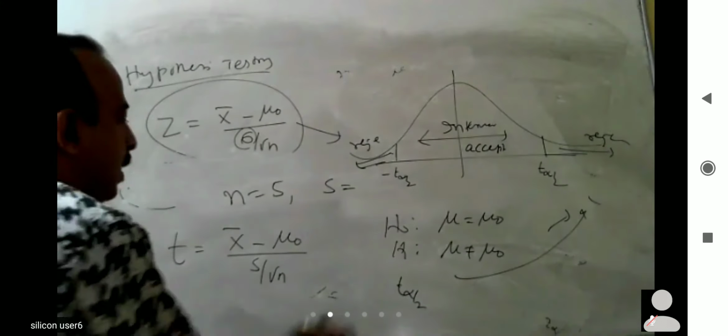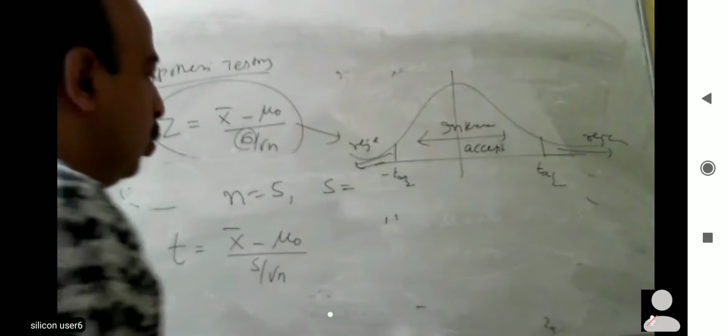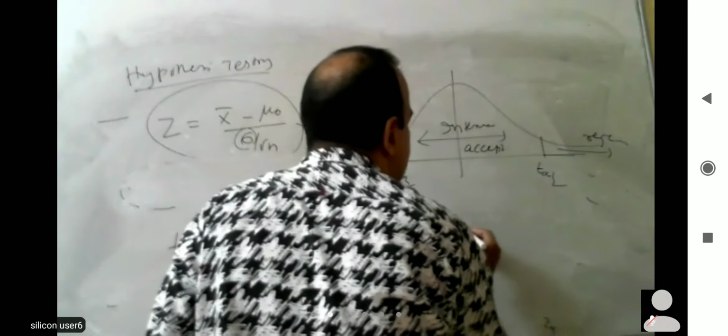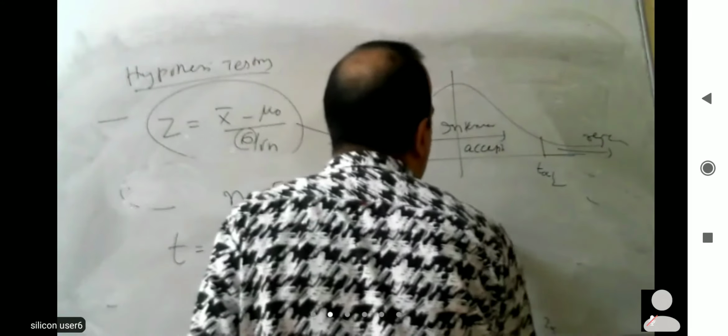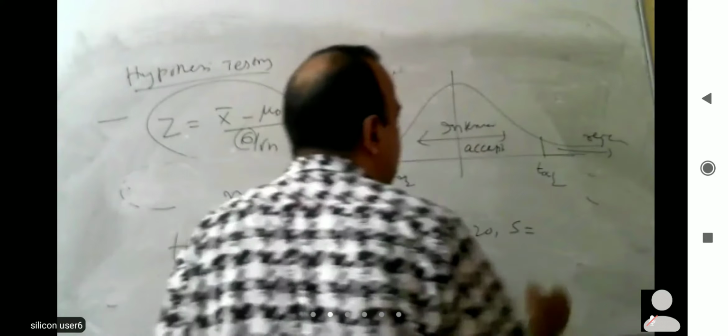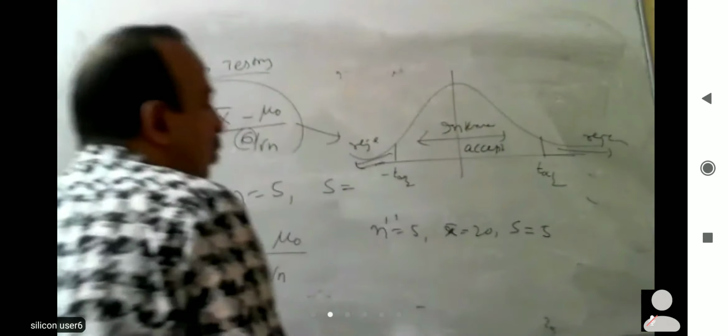Then what is for this case? Suppose n equals 5, sample x bar is given, suppose 20. Then s, the sample standard deviation, is given as 5. Then the question is, find the confidence interval.